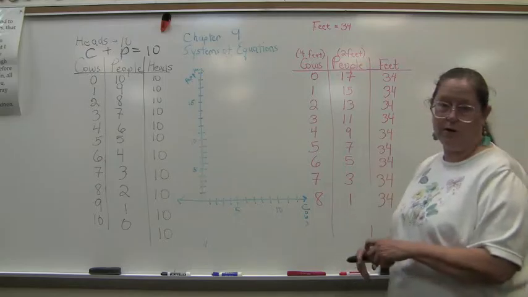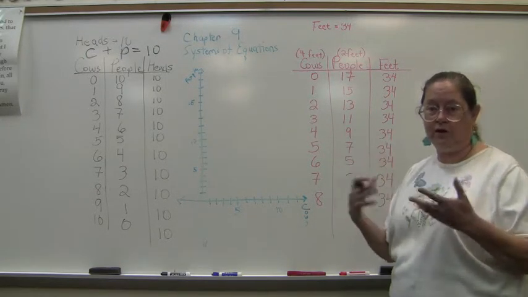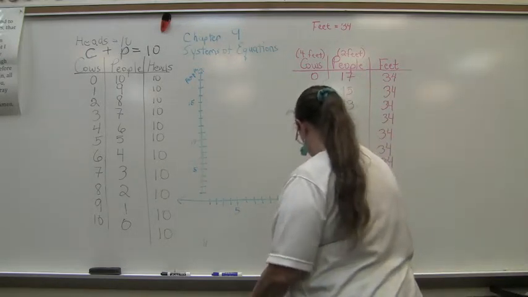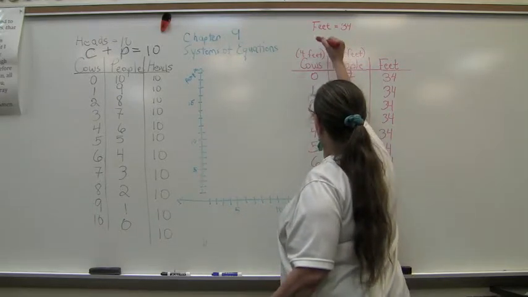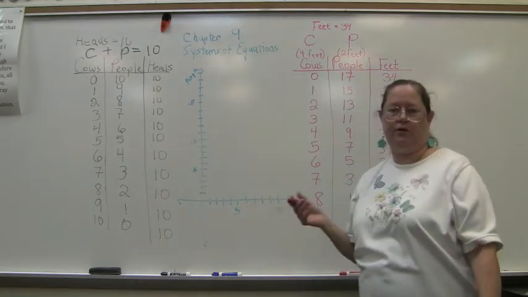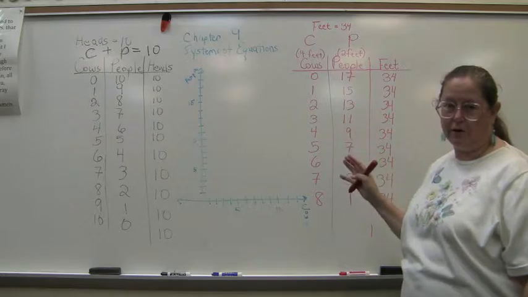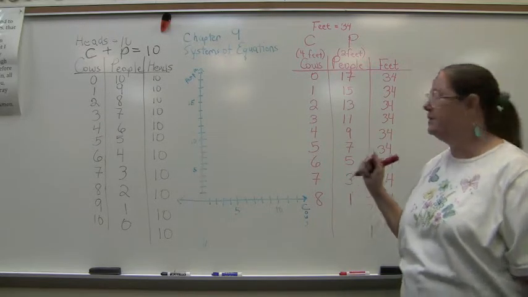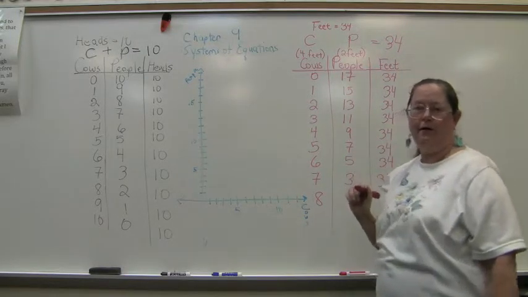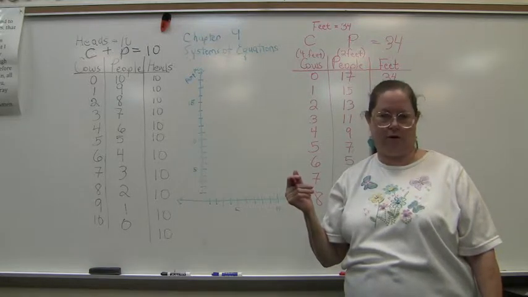Okay? Now let's write the equation for this one. For this one, what our words would translate into, our variables are still going to be C and P. We still have so many cows represented by a C and so many people represented by P. Those are our variables. Okay? Now, what we know over here, though, is that the number of feet is equal to 34.